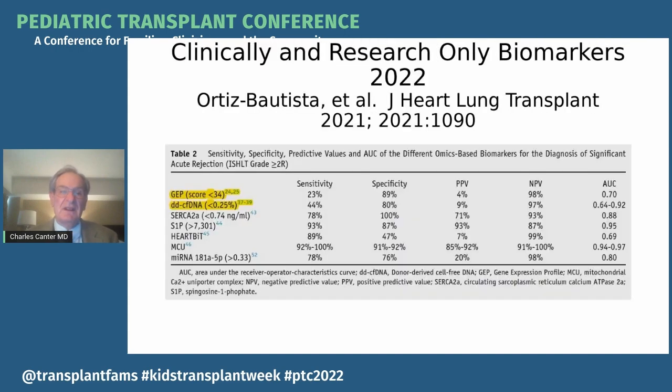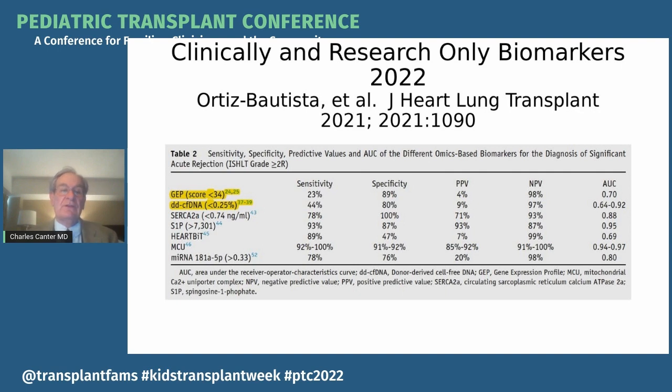Next slide. And if you look at what their sensitivity and specificity and predictive value is, you can compare these to the clinically available ones. GEP is AlloMap, dd-cfDNA is AlloSure. And again, you can see overall from this study that was recently published that AlloMap and AlloSure have a very poor positive predictive value for rejection, but really a fantastic predictive value of over 95% to show you don't have rejection.